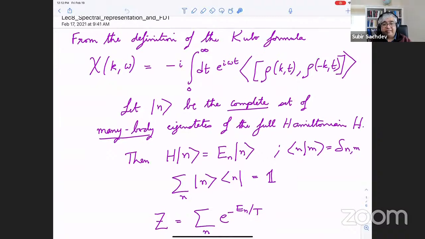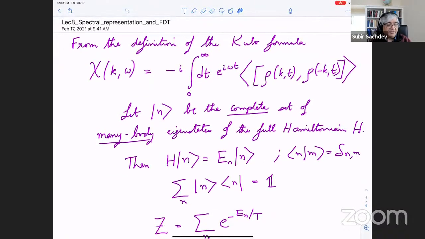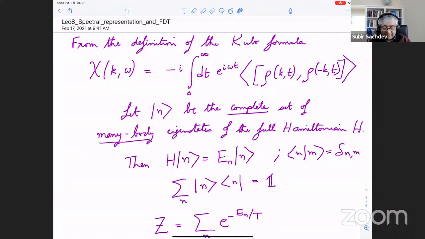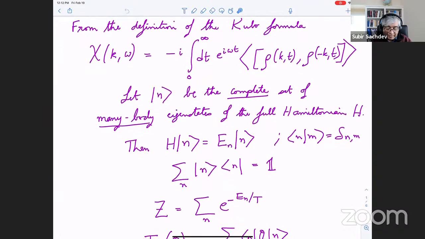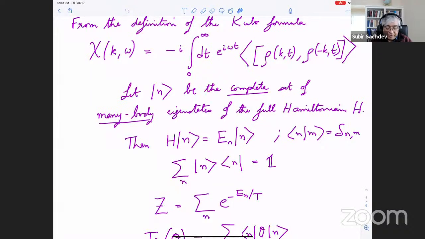Okay, and now the basic trick for everything, for all these spectral representations and including the fluctuation dissipation theorem, is to insert very clever factors of one everywhere in here. And how would you represent unity? Well, let's imagine we knew the complete set of many body eigenstates. That's in practice an impossibility, but let's imagine we knew them. The only place we know such a thing for an interacting electron system is the Bethe-Ansatz integrable models. But these results are extremely general, as you'll see. So let's imagine we knew them.